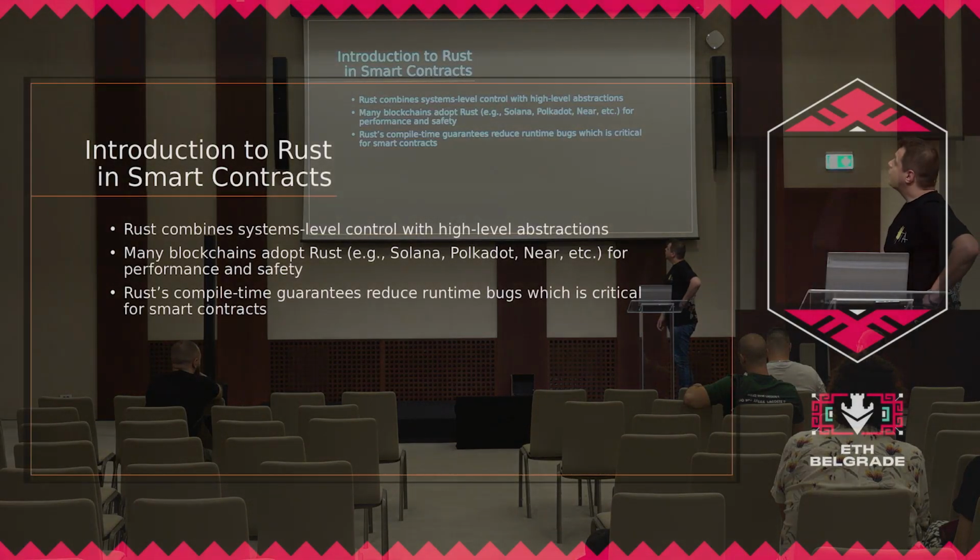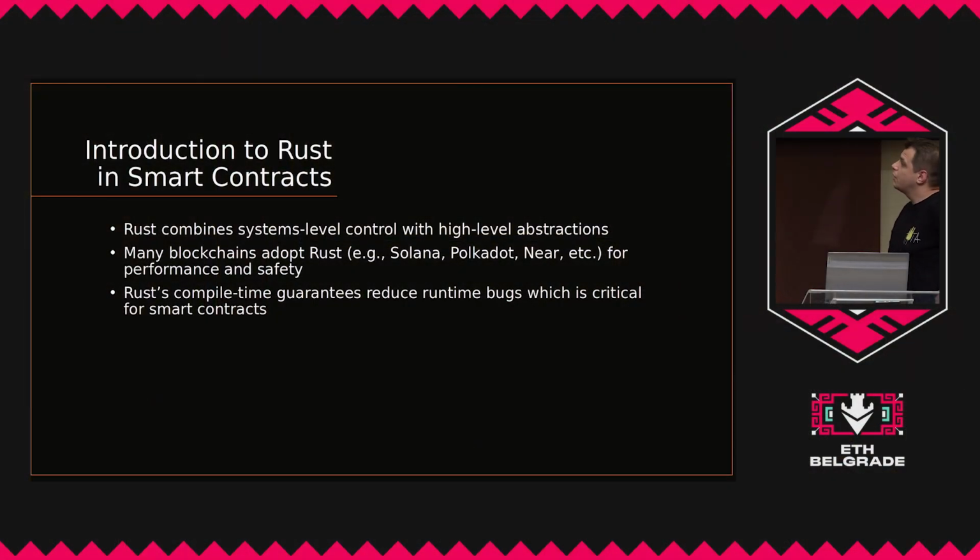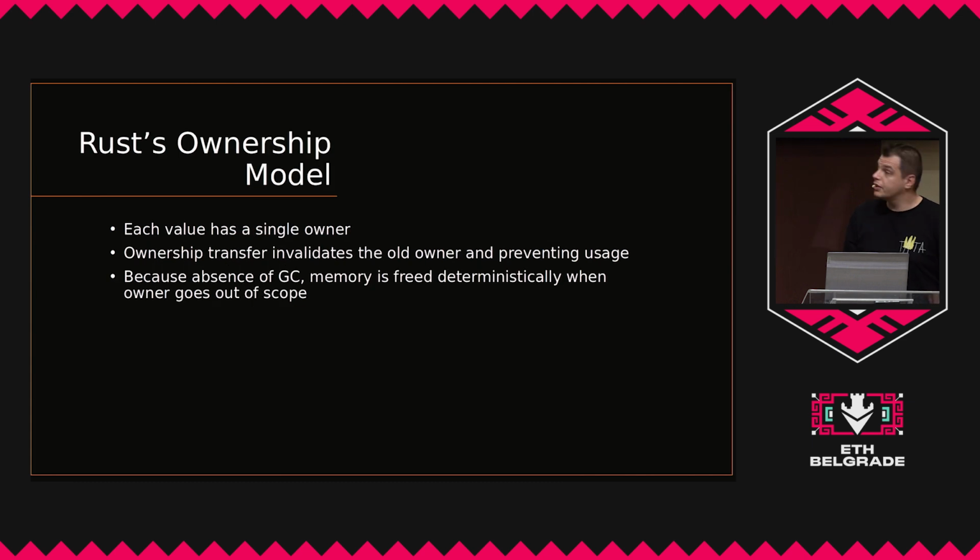Many blockchains already adopt Rust, for example, Solana, Polkadot, and Near, because of its performance and safety. Rust has compile time guarantees to reduce runtime bugs, which is critical for smart contracts.